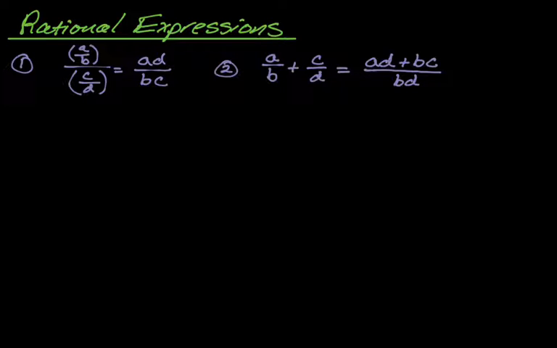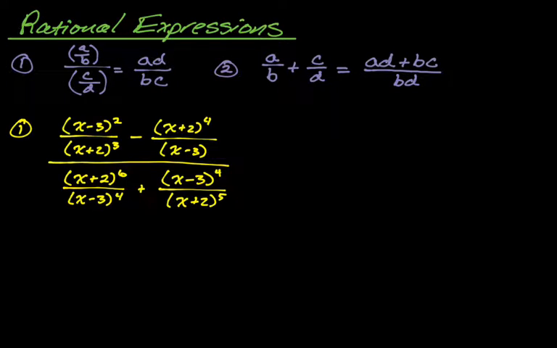Now, for a terrible example, and I've numbered it number 1 as if I was going to do more, and then I realized this is like a crazy long example. I have just all of this. The quantity x minus 3 squared over x plus 2 cubed minus x plus 2 to the 4th over x minus 3 to the 1st, all over x plus 2 to the 6th over x minus 3 to the 4th plus x minus 3 to the 4th over x plus 2 to the 5th. Why did I choose this?